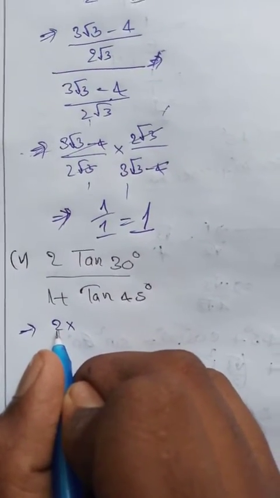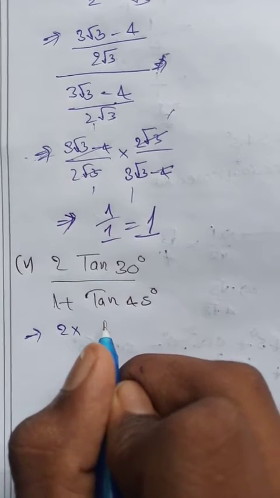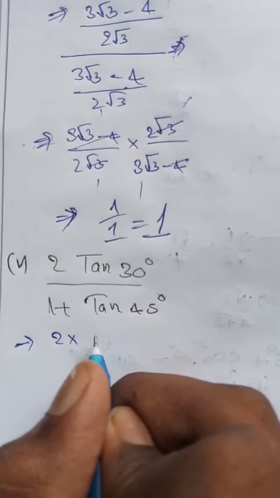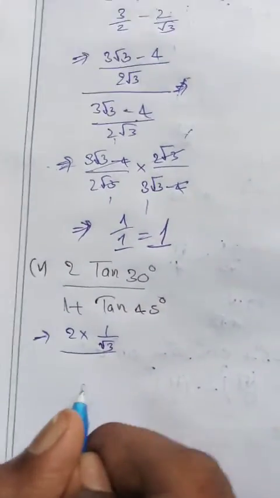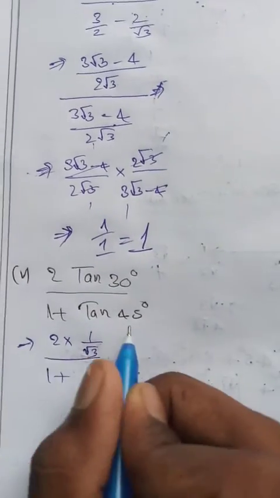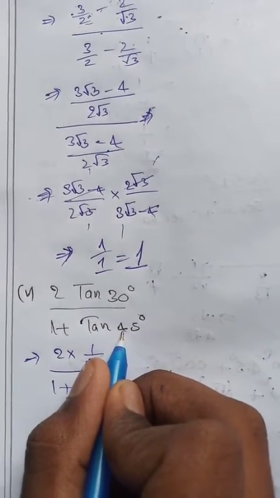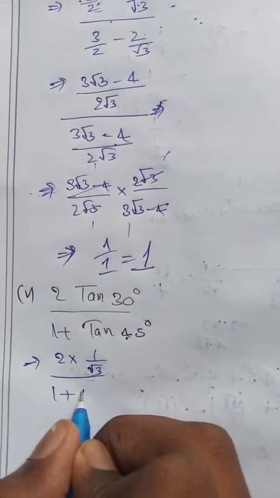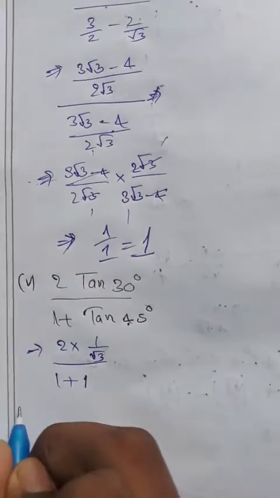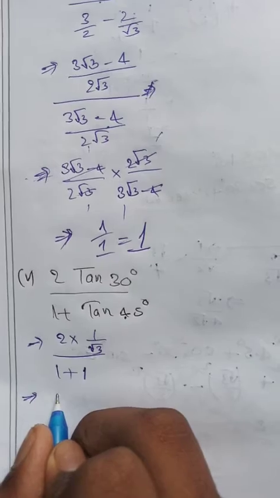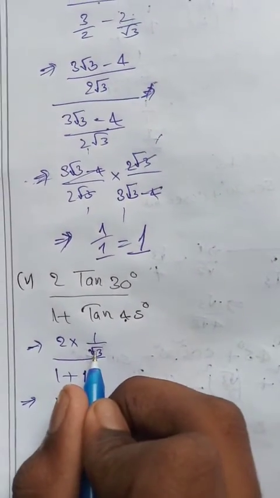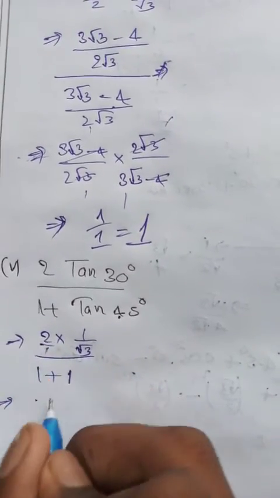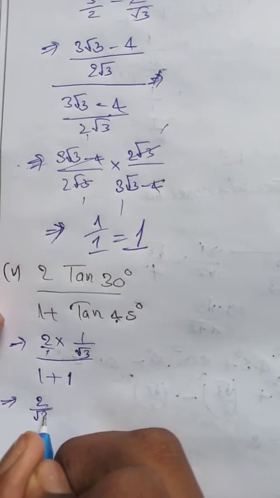2 into what is the value of tan 30 degrees? Is that value coming to your brain? Okay, I will write 1 by root 3. After that, 1 plus the value of tan 45 degrees. We simply write it as 1. After this, we have 2 by 1 in the denominator, and the numerator is 2 by root 3.